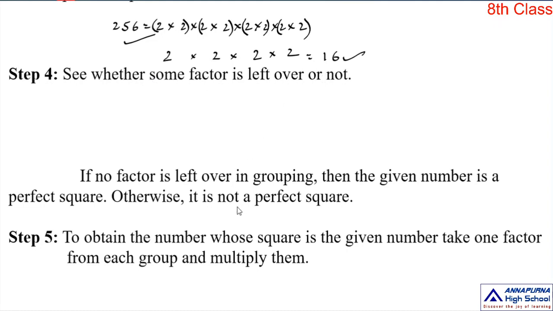If it is not a perfect square number, no need to find this. Because it is not a perfect square number, that means it is not the square of any natural number. No need to move to step 5. Here we clearly present that it is not a perfect square number. Okay, so let us take one more example.